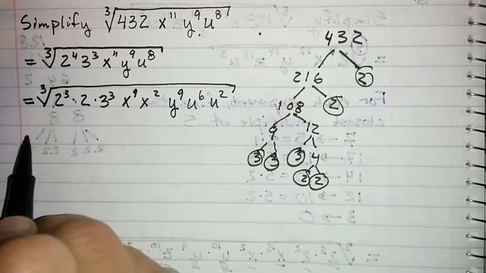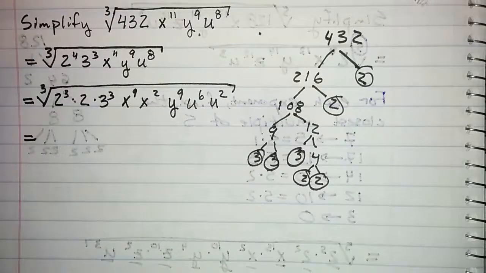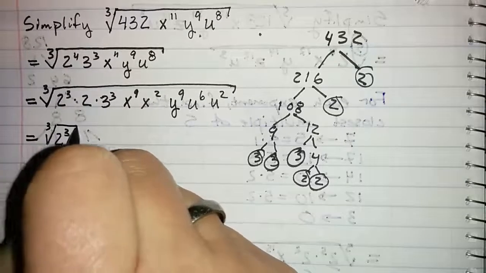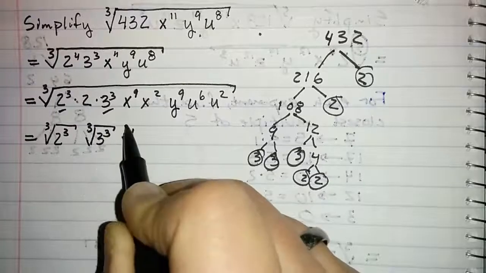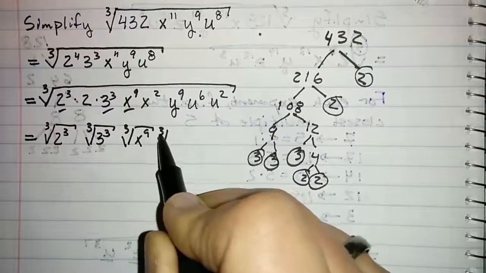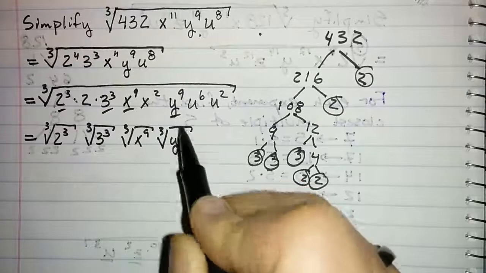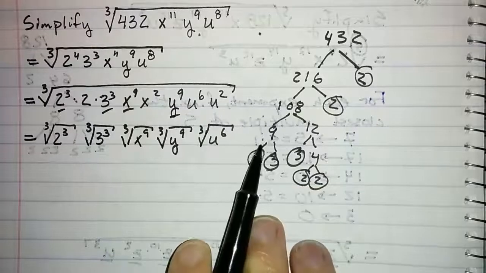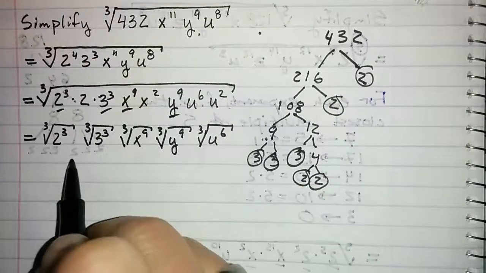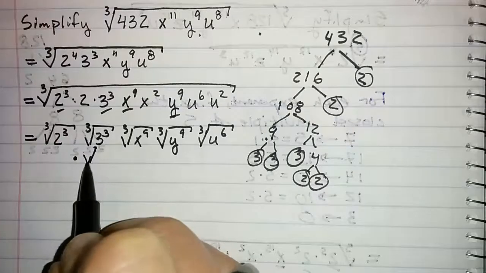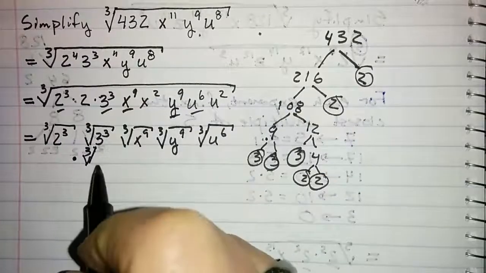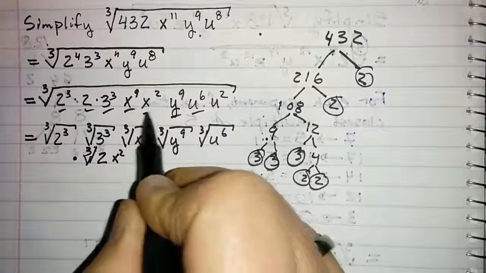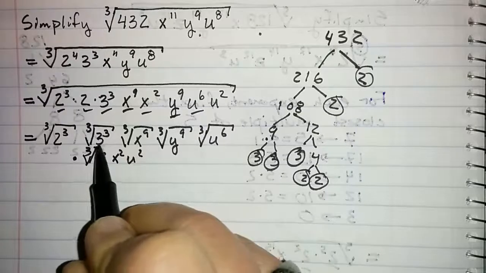Now I'm going to pull out all the perfect cubes, all the powers that are multiples of 3. Cube root of 2 cubed, cube root of 3 cubed, cube root of x to the 9th, cube root of y to the 9th, cube root of u to the 6th. I notice I'm colliding with my work over here, so I'm going to write a times sign and put the leftover stuff on the next line. What's left is a 2, an x squared, and a u squared.